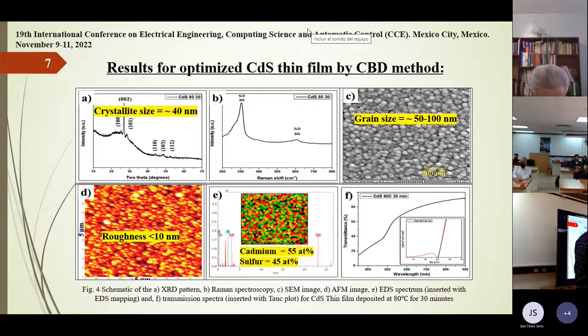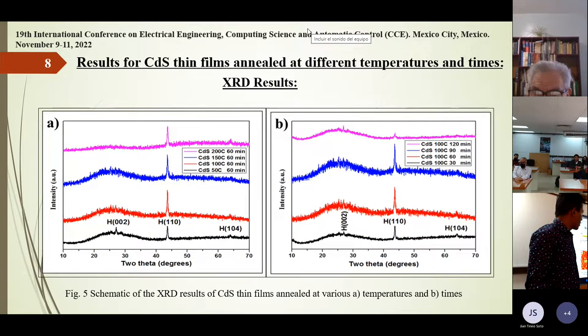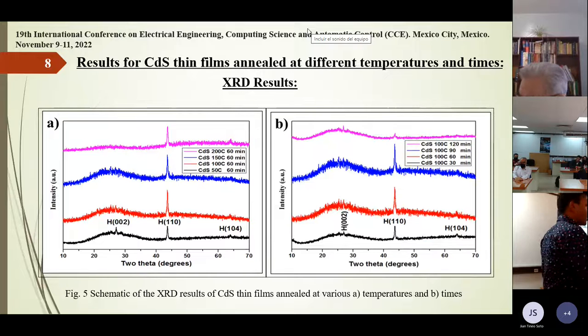And finally, we have calculated the band gap, 2.53 electron volts, by using the Tauc plot. This is for the samples before annealing. So now I'm going to present the work after annealing.